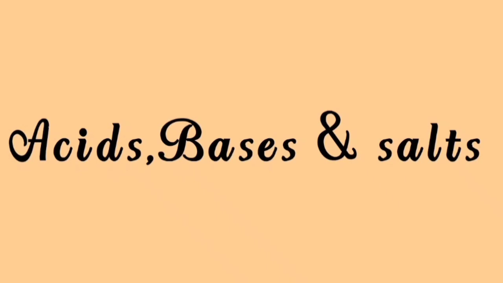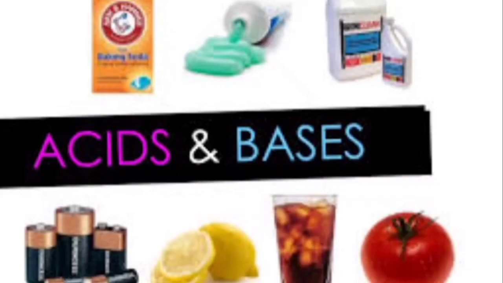Today we will discuss the new lesson, Acids, Bases and Salts. Definition of acids: substances which are sour to taste are known as acids. Bases, which are soapy to touch, are known as bases. Here, all the substances are available for us, but we can't identify them by taste or touch. That's why we use indicators. Here are some pictures of acids and bases.